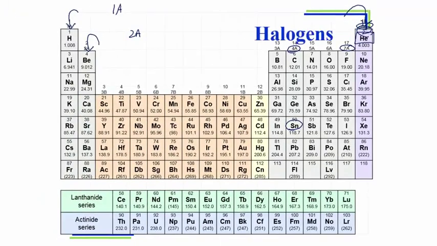Next we have the halogens. The halogens are these here. Now I used that term at the very beginning of our slide as we went through fluorine, chlorine, bromine and did their electron configuration, but those are our halogens.